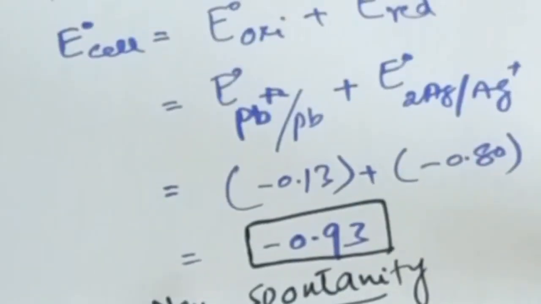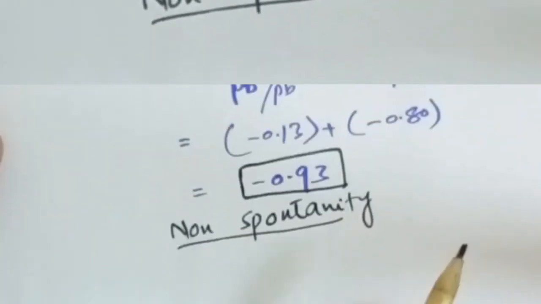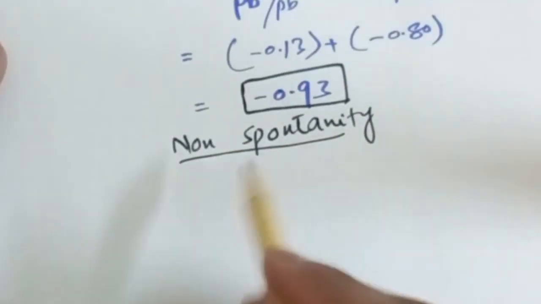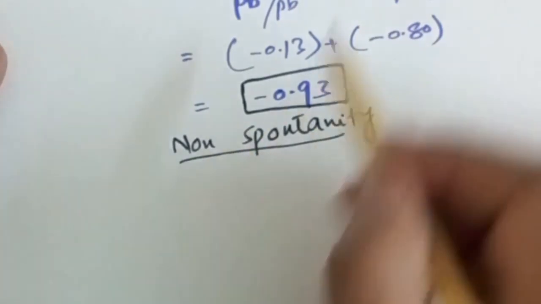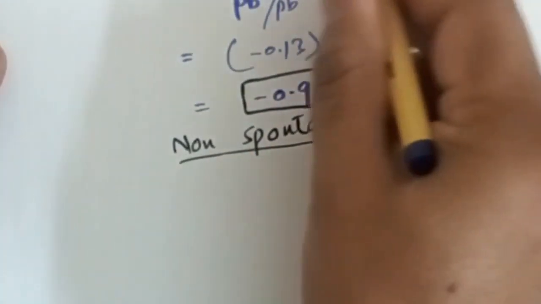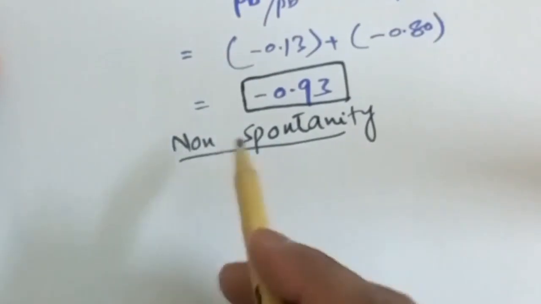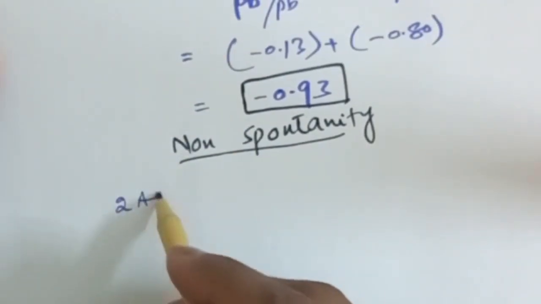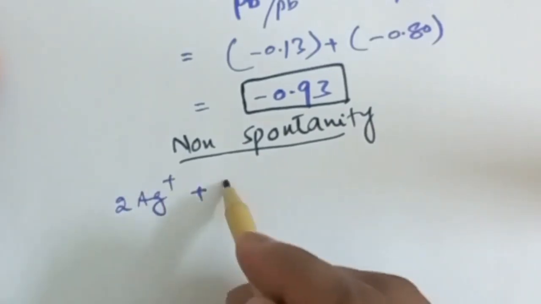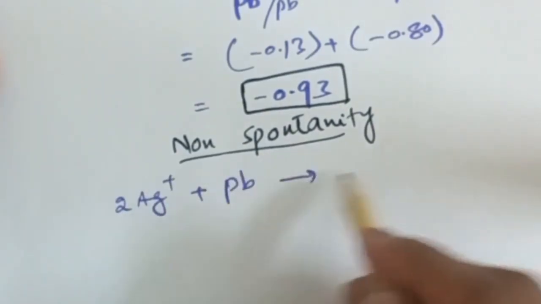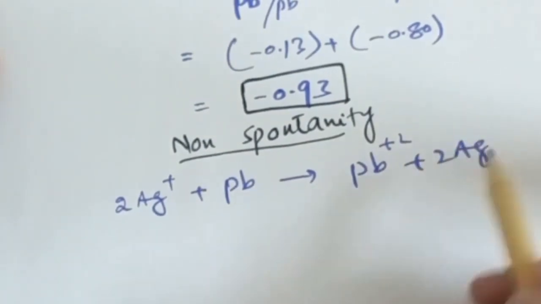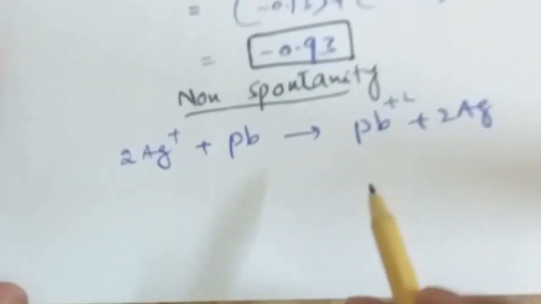Right. Next, if the same reaction which is occurring above is reversed, that is, now first we have this reaction. If we reverse the reaction, that is silver and Pb, it goes to Pb plus 2 and 2 silver. Now when the reactions are reversed, the values are also reversed.